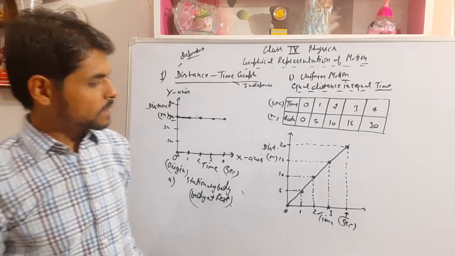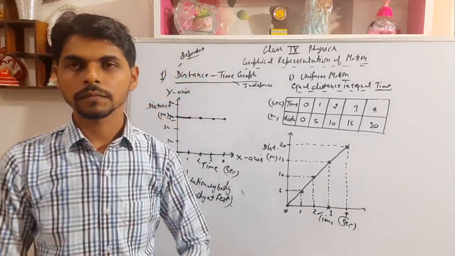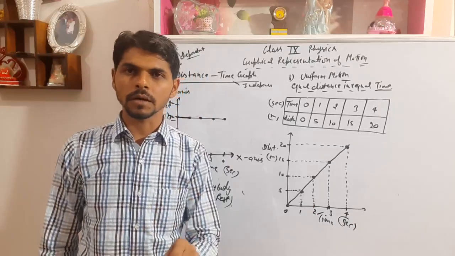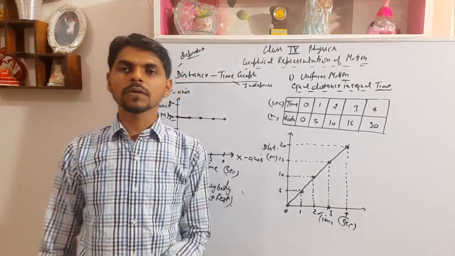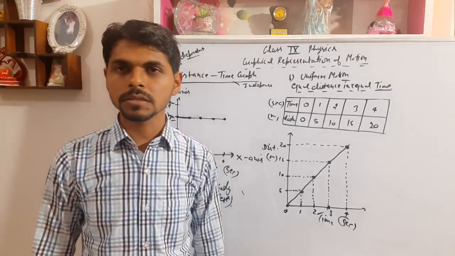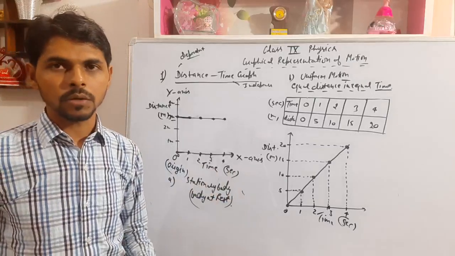So what is the method to calculate the speed of a body from the uniform motion graph? We should know the method of calculating speed from the graph. Mathematically, we know that the formula for speed is distance by time, but what is the method to calculate the speed from the distance-time graph? So we are going to discuss it now.